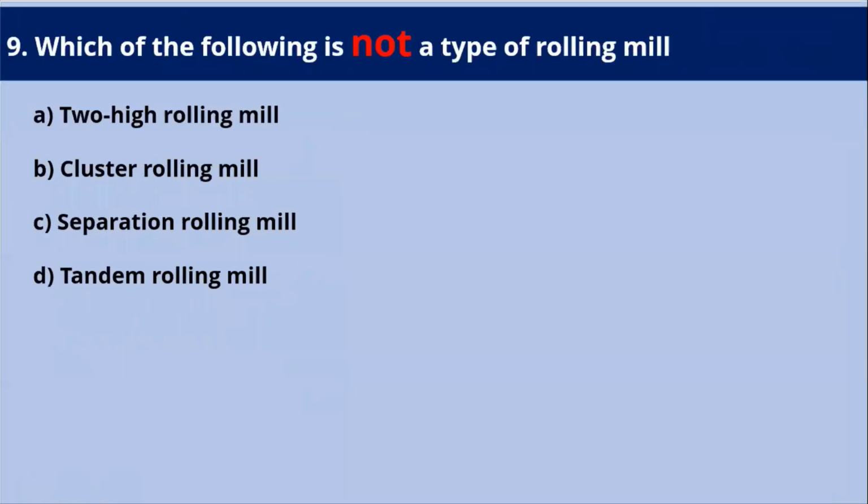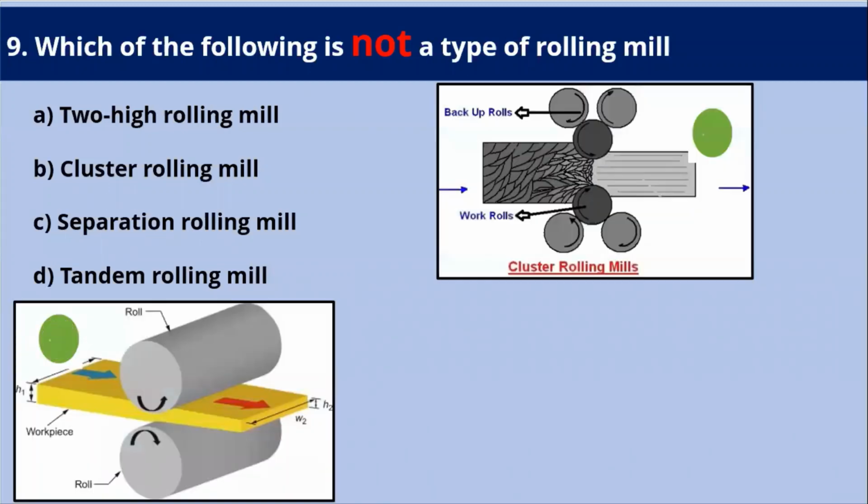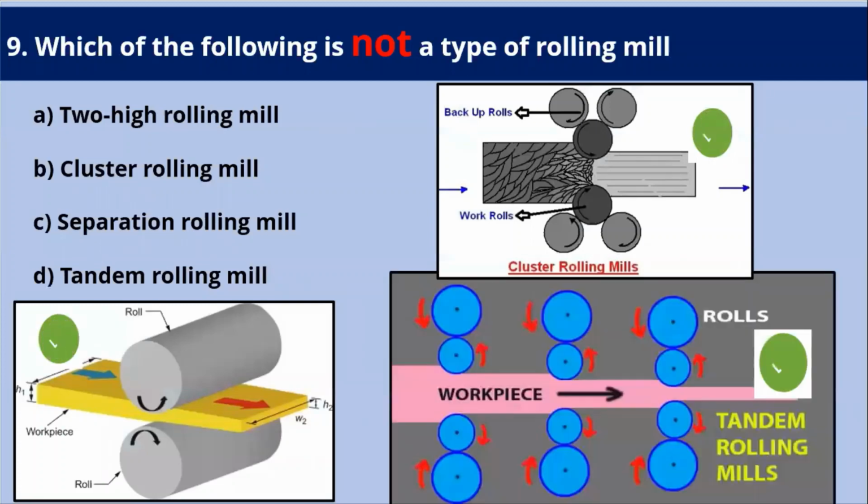Next question, which of the following is not a type of rolling mill? Now, I have shown that this is a two high rolling mill, this is a cluster rolling mill, and tandem rolling mill. All these are types of rolling mills, but the separation rolling mill is not a type.